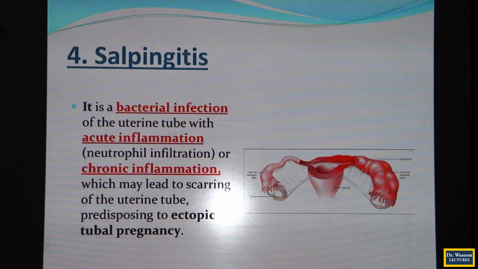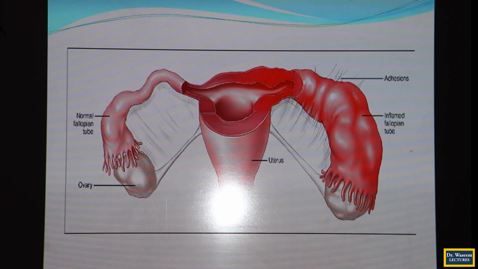And when there is scarring of the uterine tube, this will sometimes result in ectopic pregnancy also, because the lumen will be narrowed down, and sperms can still reach through the narrowed tube into the ampulla, and here the ovum can also reach in the ampulla.